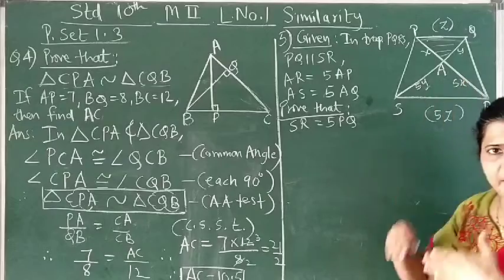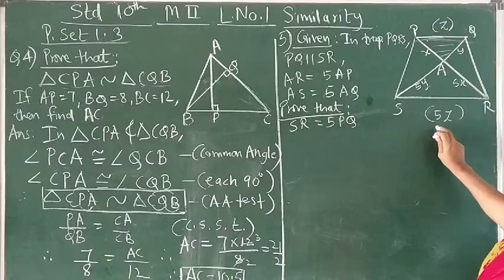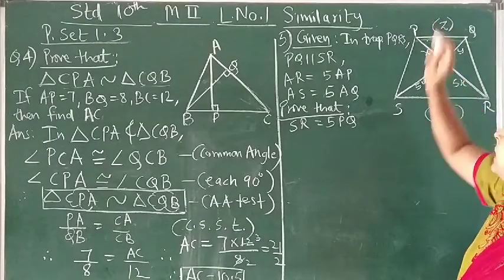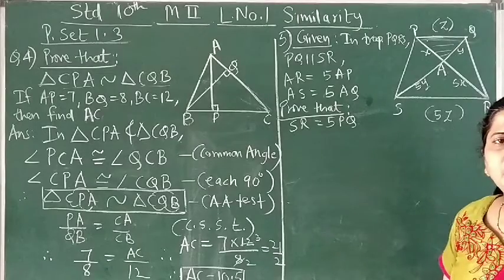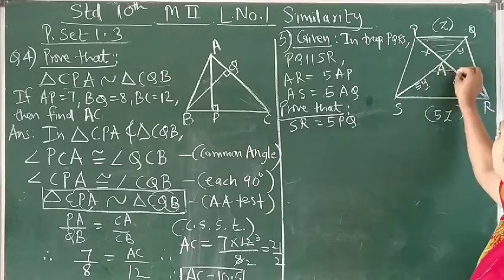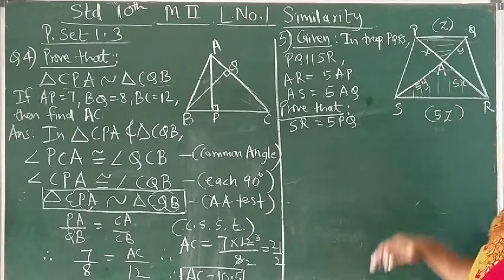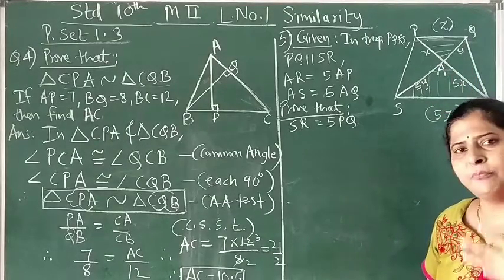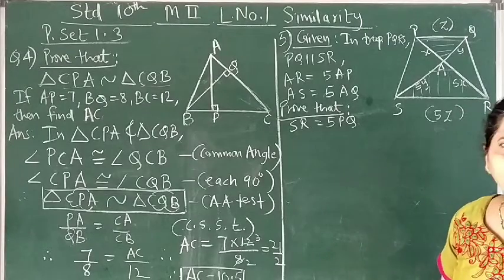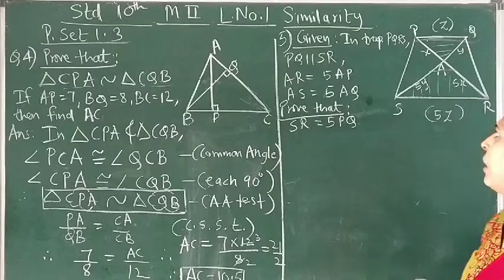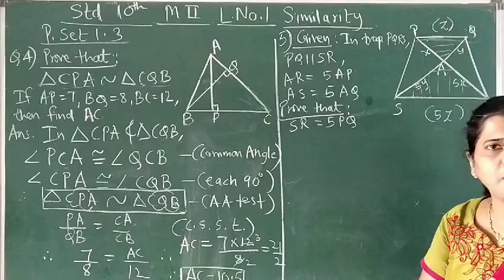Two sides are given as 5 times two sides of this triangle APQ, and we have to prove the third one is 5 times the remaining third side of this triangle. When is it possible? When these two triangles are similar. If we can show they are similar, then the corresponding sides will be in the same proportion. So how can we prove that these two triangles are similar? Again, we can choose the AA test or the SAS test.